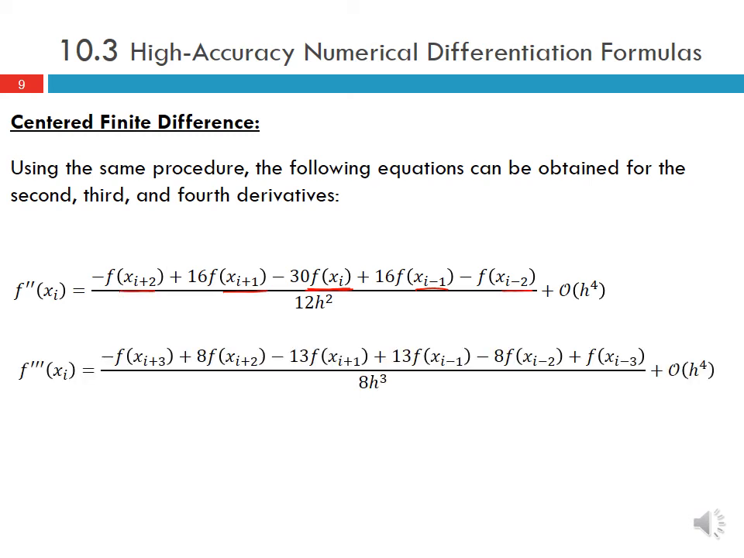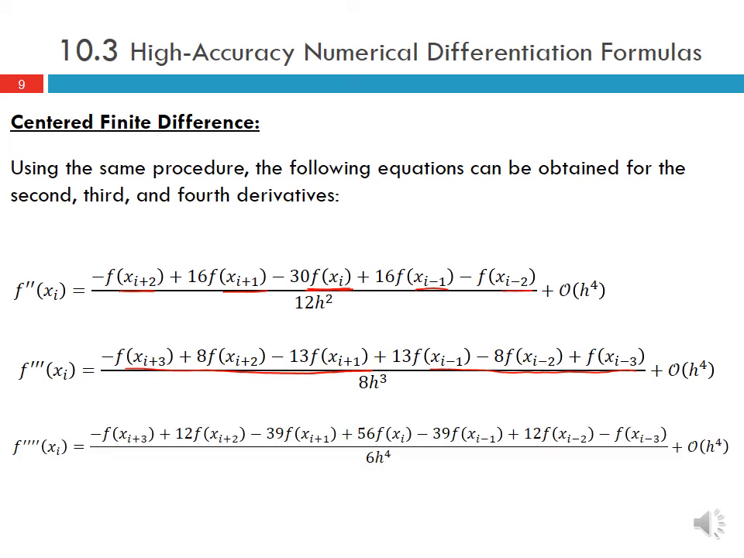The third derivative depends on the function values 3 points before the one we're interested in, so xi minus 1 to xi minus 3, and 3 points after, so xi plus 1 to xi plus 3. And the fourth derivative depends on the function value at the point we're interested in, as well as 3 points before it and 3 points after it. And all of these are order h to the power 4.